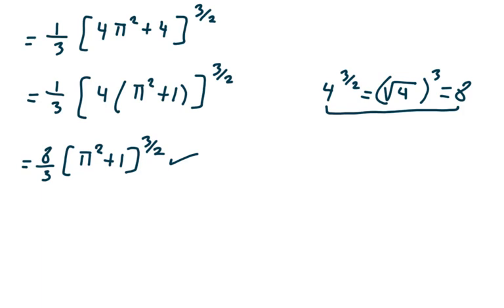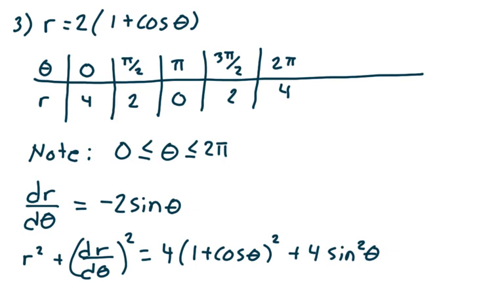We have to be a lot more careful with example 3. Example 3 is really tricky. Suppose I'm given the polar curve r equals 2 times the quantity 1 plus cosine theta. Now notice I don't have any restrictions on theta, okay? But we can figure out those restrictions.